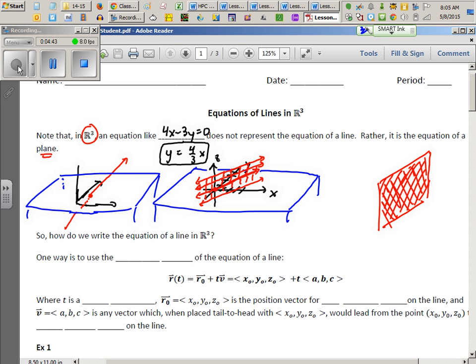So one way is to use what's called a vector form of the equation of a line. You can just fill in the blanks here as I go. Vector form.